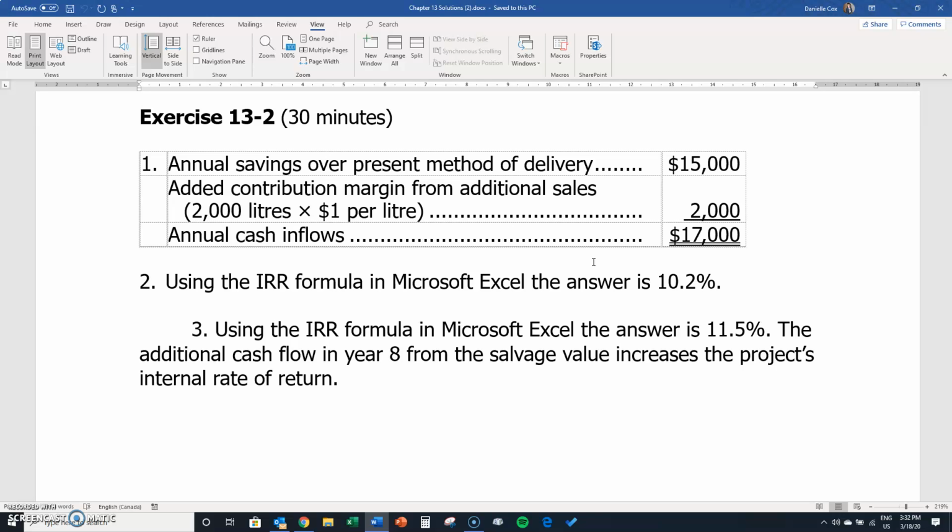Then if you look across, you'll see IRR. So you hit that button, and then you hit the top left, compute. And our answer is 10.211, so 10.2 is what they have here.